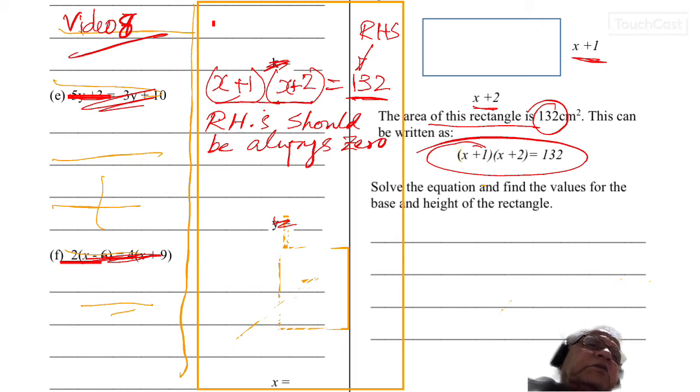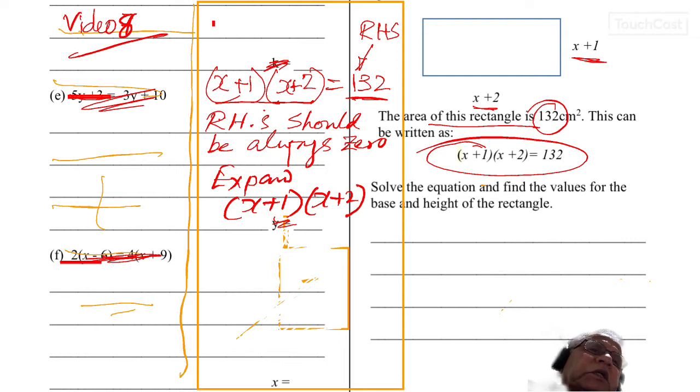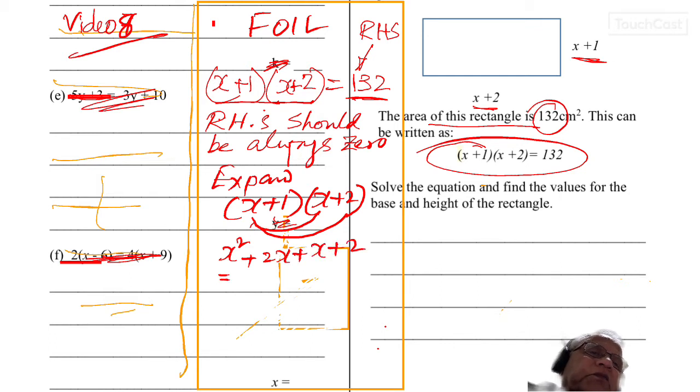So the first thing I'm going to do is expand x plus 1 and x plus 2. Expanding is FOIL, and that'll give me x squared plus 2x plus x plus 2. And if we simplify that, that'll give me x squared plus 3x plus 2.